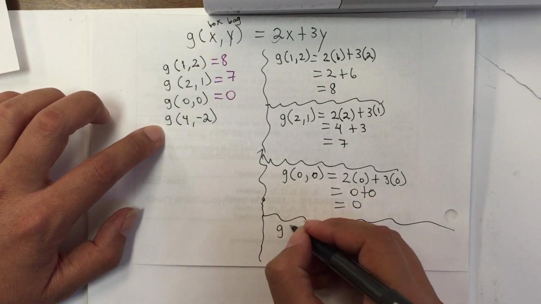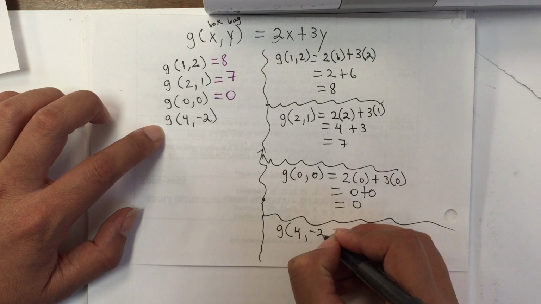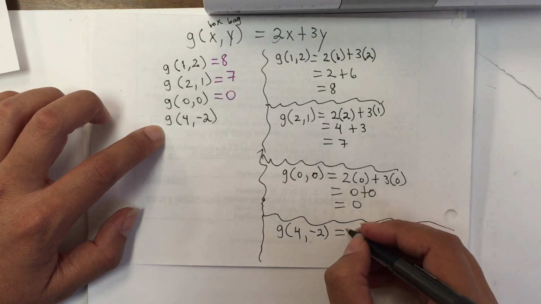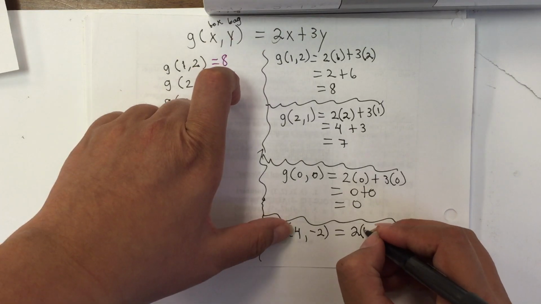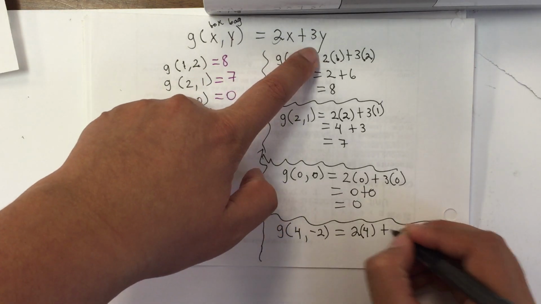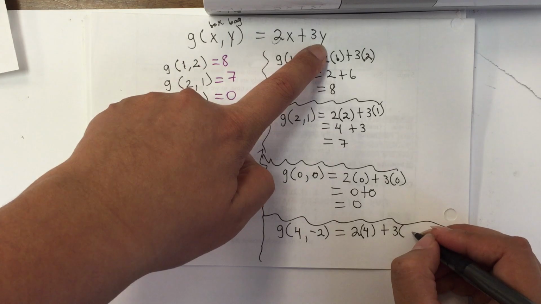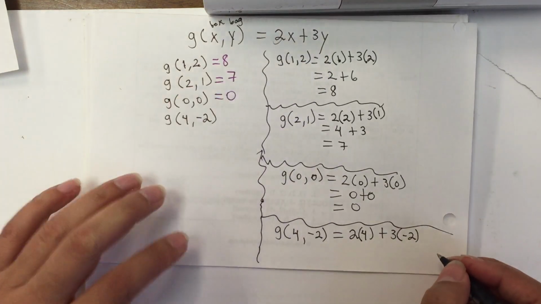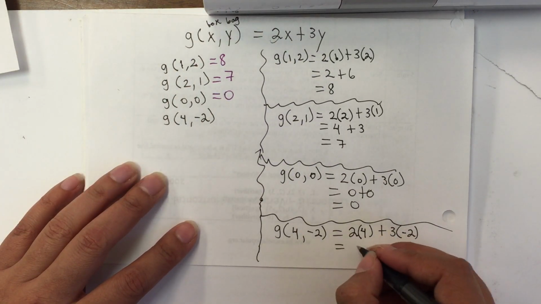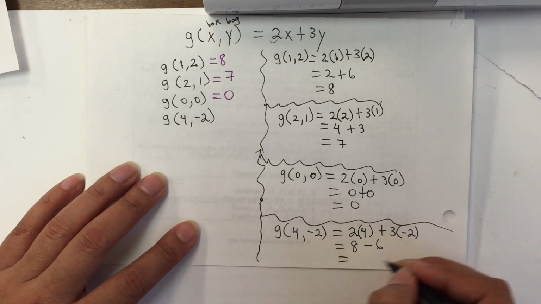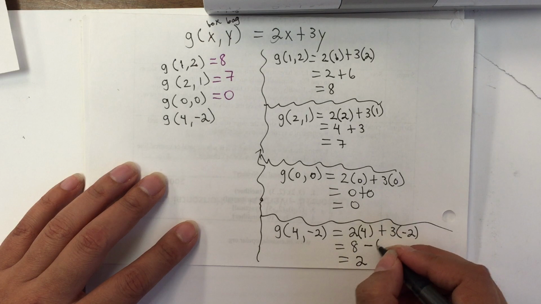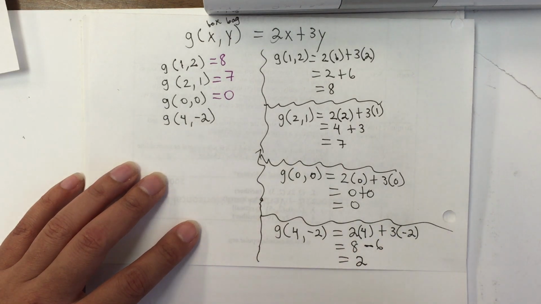The last one is g of 4 and negative 2, which equals 2 times x, but x is 4, plus 3 times y, but y is negative 2. And that's equal to 2 times 4 is 8. 3 times negative 2 is negative 6. So that means that I have 2. What would that represent?